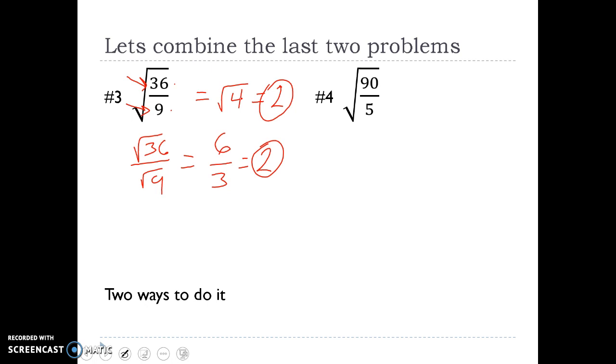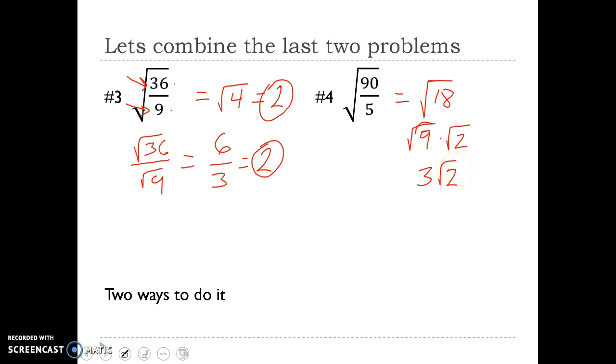So if I simplify the fraction first, 90 divided by 5, well, that's 18. So the square root of 90 over 5 is the same thing as the square root of 18. Well, if I do the square root of 18, I can break that down into the square root of 9 times the square root of 2. And I did the square root of 9 because I know the square root of 9 is 3. So that's just going to be 3 times the square root of 2.